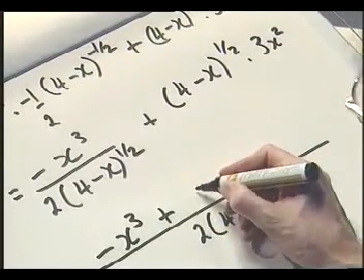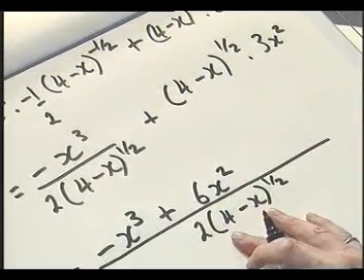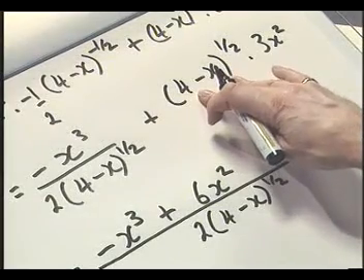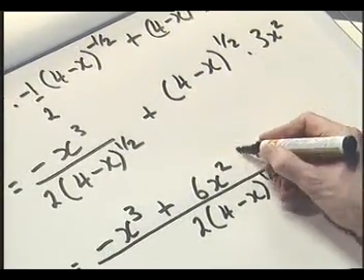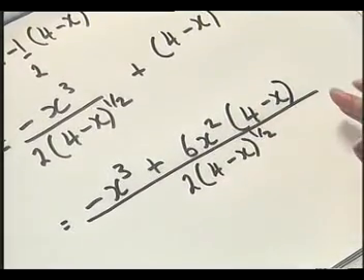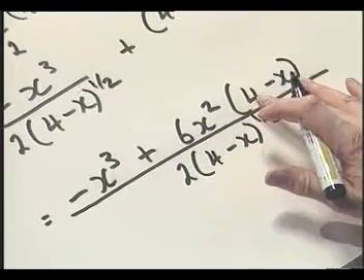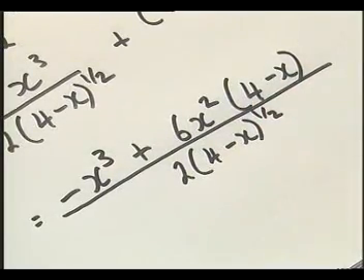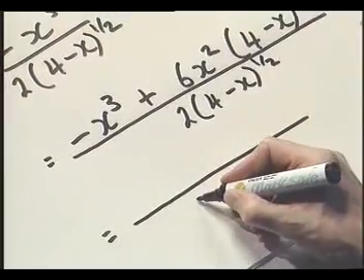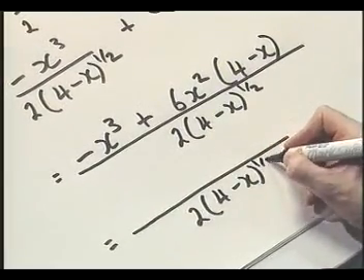So 2 times the 3 is going to give us 6x squared. And then we have 4 minus x to the power a half multiplied by 4 minus x to the power a half. So that just gives us 4 minus x. Because if we add the half and the half together, that's 1. And to the power 1 is just traditionally written as 4 minus x. Equals. The denominator can stay the same. We've now got it all over this common denominator.